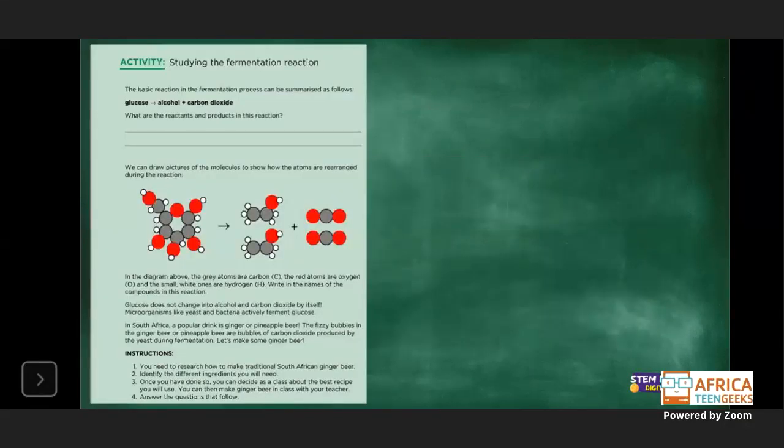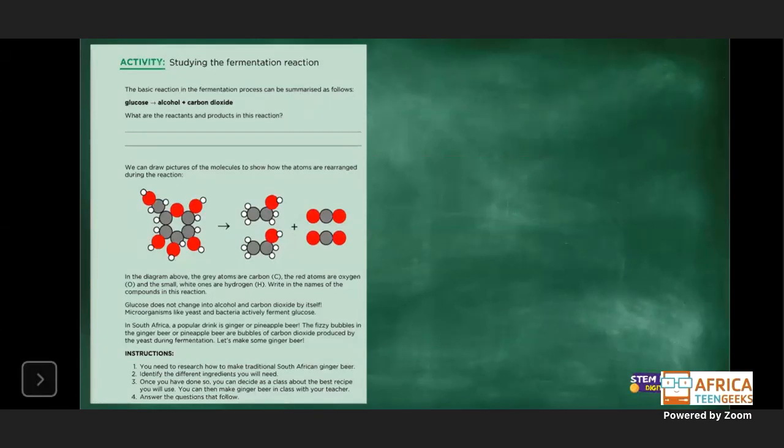Then we have an activity. It says study the fermentation reaction. The basic reaction in the fermentation process can be summarized as follows: glucose reacts to give us alcohol and carbon dioxide. The question is, what are the reactants and products in this reaction? Let's start off with the reactants. What are the reactants in the chemical formula above?